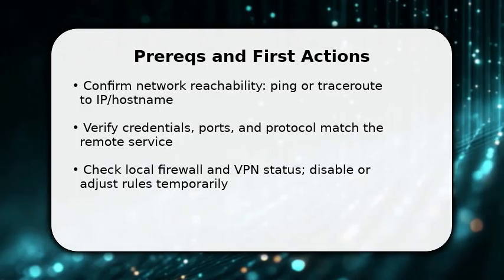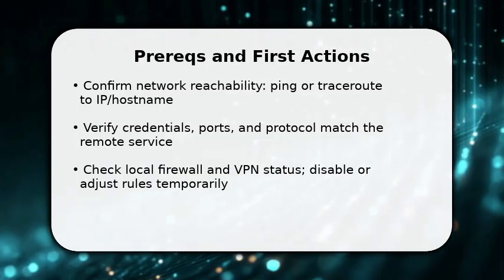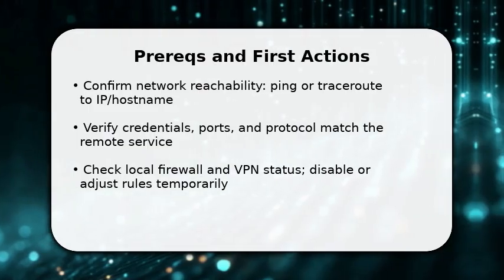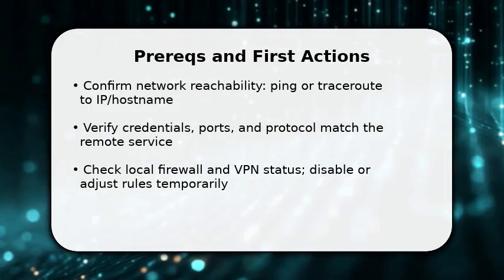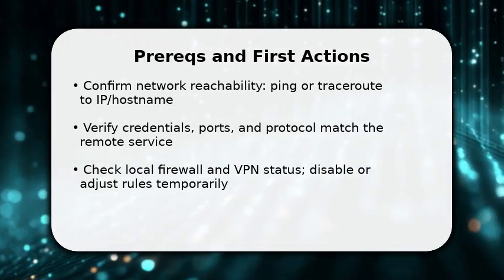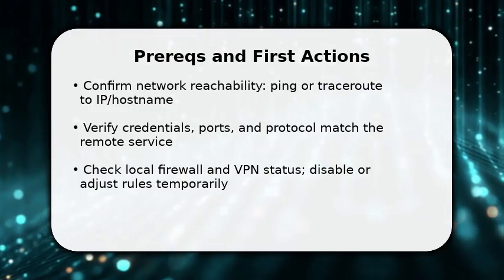You begin by confirming reachability and permissions. First, ping or traceroute the remote IP to see if packets make it there. If they don't, note where they stop. Next, make sure you're using the correct port and protocol and that your credentials are valid. Wrong service settings will be rejected.